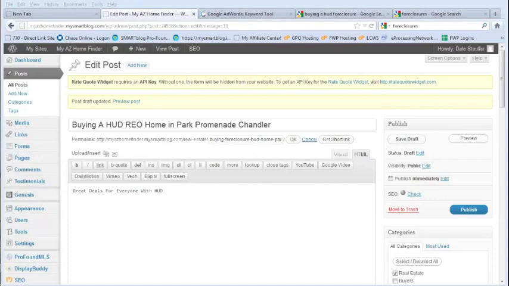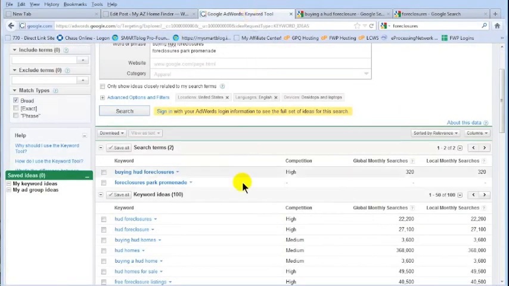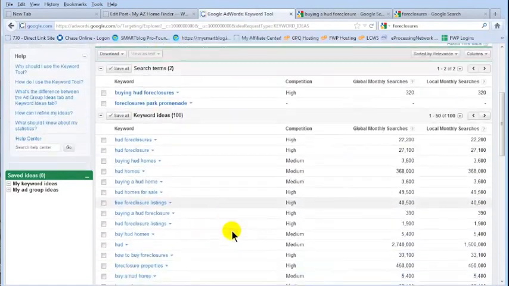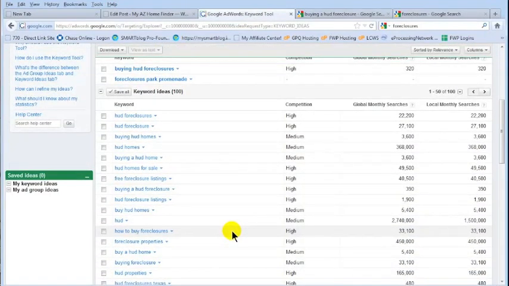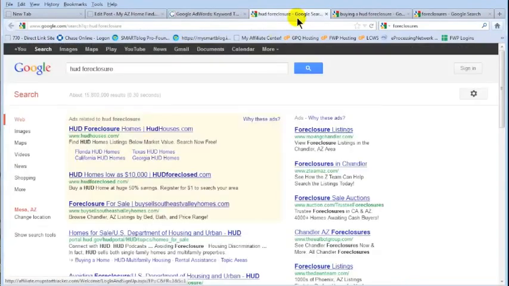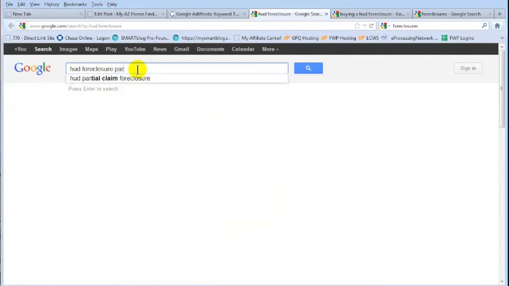Well, is there a rule of thumb on the numbers? In other words, basically, you don't go after high or medium because we're talking about thousands and thousands of websites, or millions even. So you're looking for the low competition with an average number. It's kind of an artsy thing of how powerful is your site, and how many websites are actually optimized for this versus HUD foreclosure, Park Promenade.